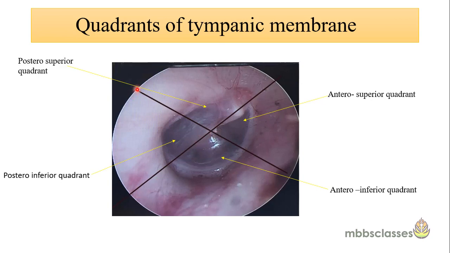When we draw a line perpendicular to the first line at the level of umbo, this is the second line. So it is divided into four quadrants. The upper anterior is known as the antero-superior quadrant. This is the lower anterior, that is the antero-inferior, postero-inferior quadrant, and postero-superior quadrant.